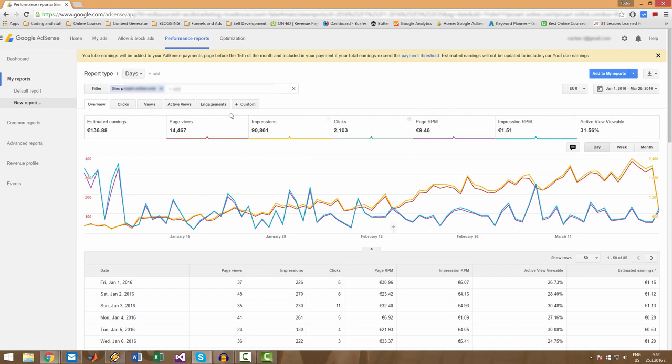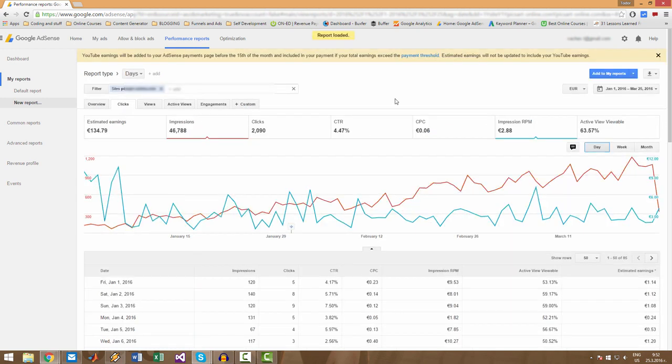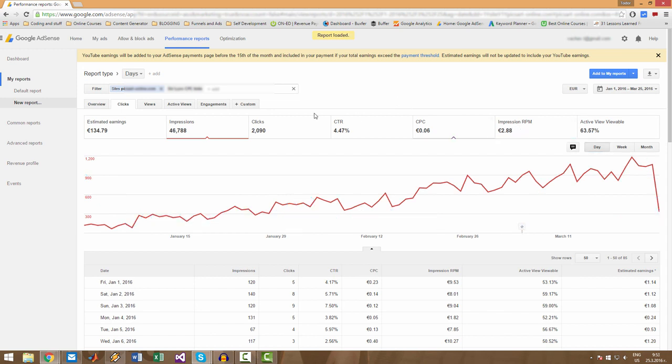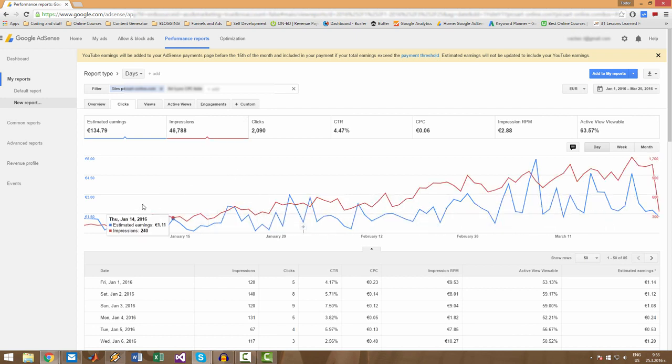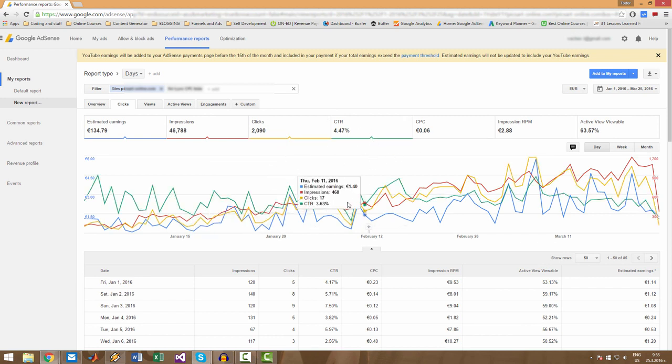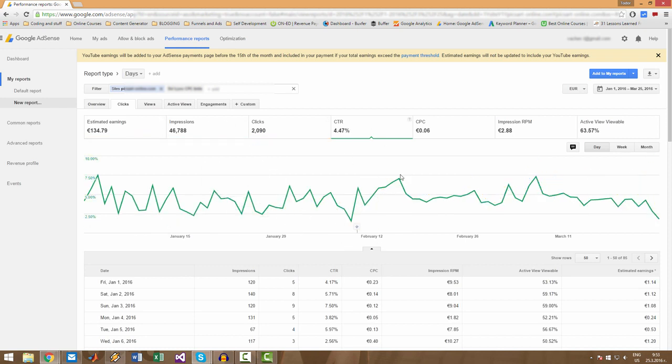So let me show you the clicks. The clicks right here. Let's close this. Alright, so again, you have estimated earnings, you have impressions, the things we saw in the previous tab, and the clicks and the click-through rates. What is a click-through rate? Let's remove all this. The click-through rate is usually constant. It usually doesn't differ much during the days.